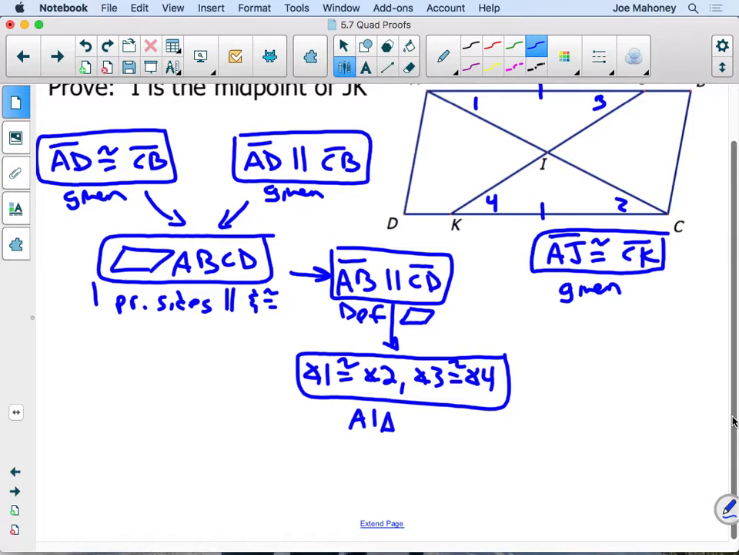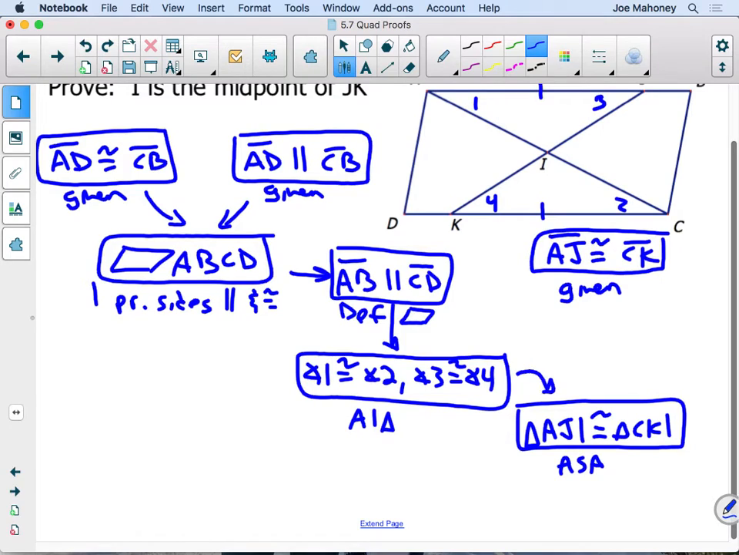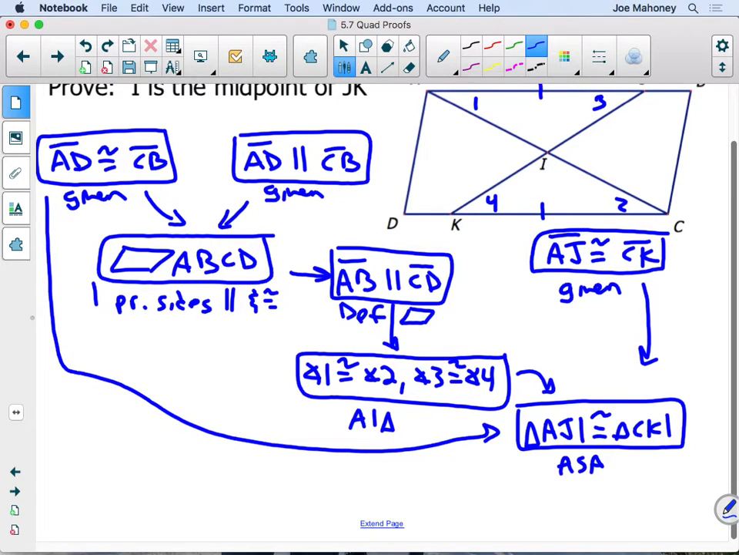So then the triangles are congruent. Or the triangles, I can't even see it. Is it AJI? Okay. AJI congruent to triangle CKI, and that's going to be by ASA. And that gives me that, and all the way from the beginning, right? So that came over there. So you can see the arrows kind of get going a little bit.